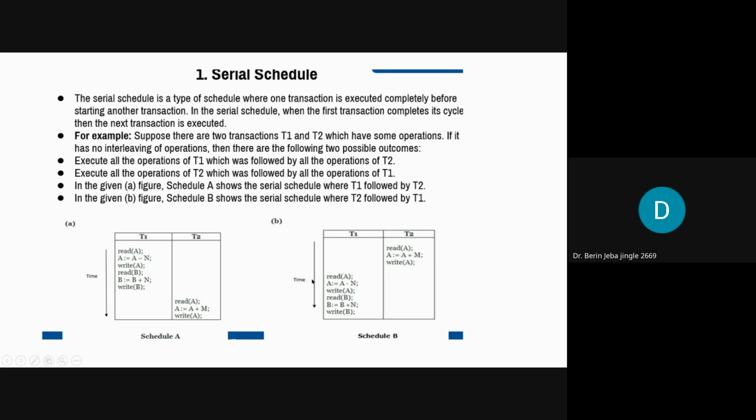Now again, in schedule B, there are two transactions. First, the T2 transaction is executed. After completion of the T2 transaction, then only the T1 transaction starts. So this is serial scheduling, without interleaving. It is happening in a serial way.